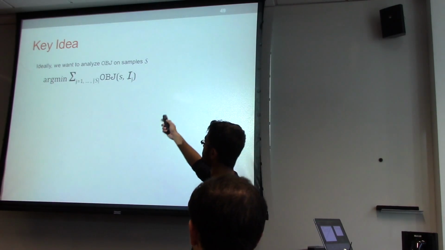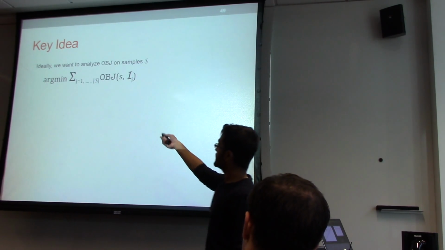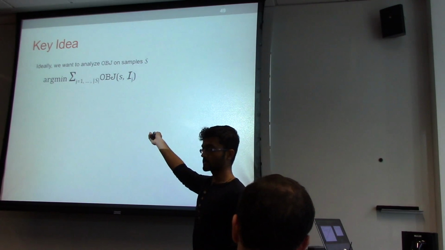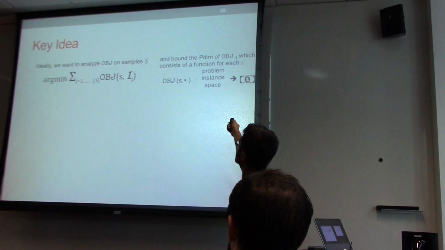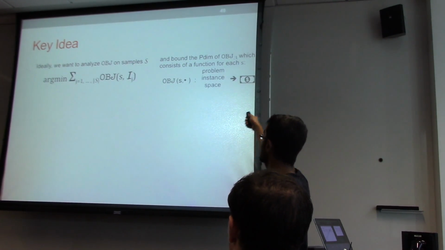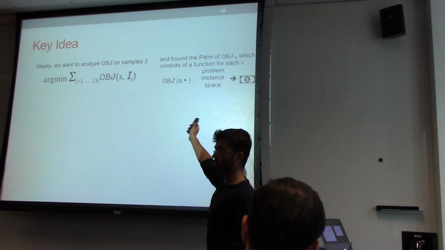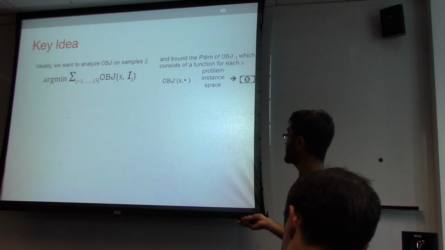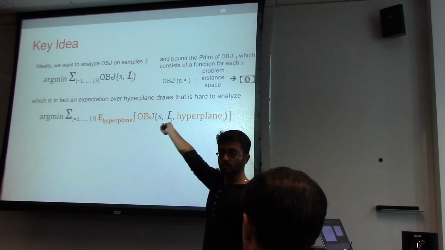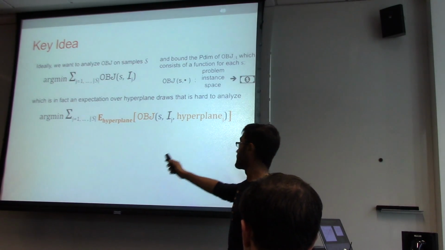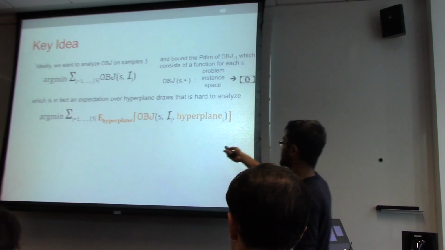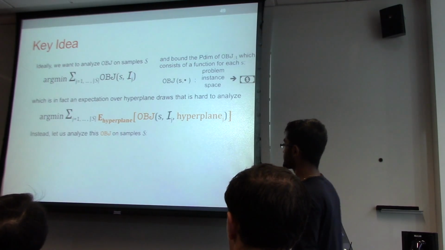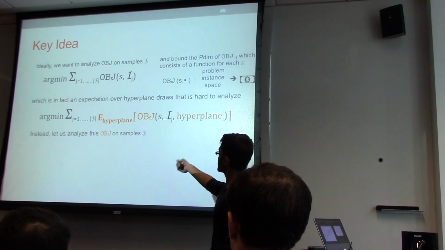So ideally, we want to analyze how the objective over a set of samples varies with S. And we want to analyze the pseudo dimension of obj sub A, where obj sub A is this set of all objective functions instantiated for each S. But this is hard to analyze. Why? Because each of these is an expectation over a random draw of the hyperplane. Okay? And this is sort of difficult to analyze. So what we propose in our work is let us analyze this inner objective.